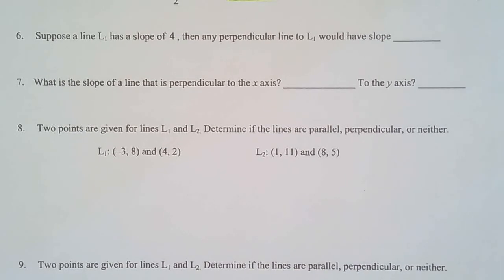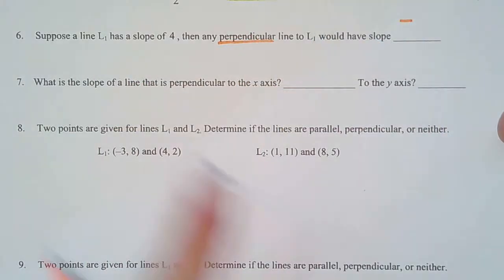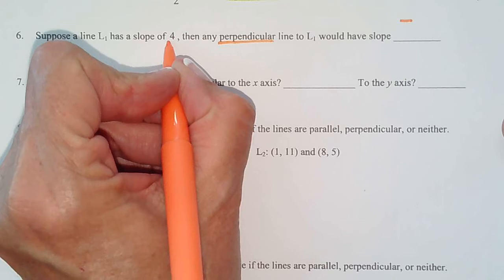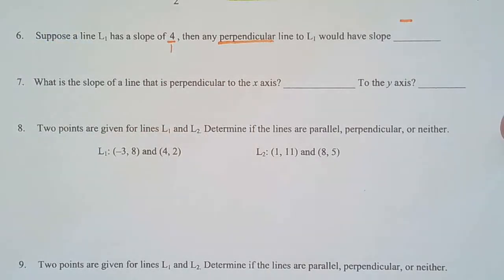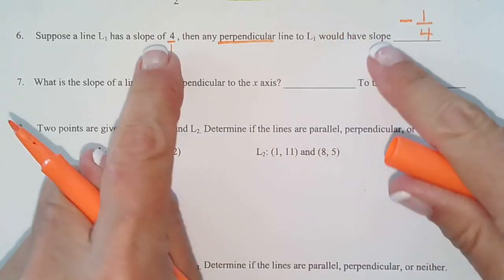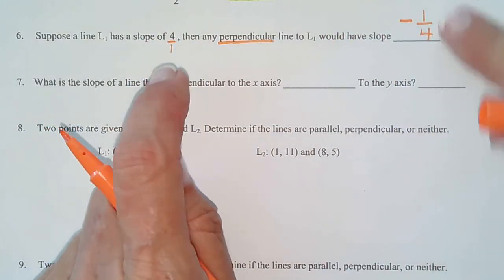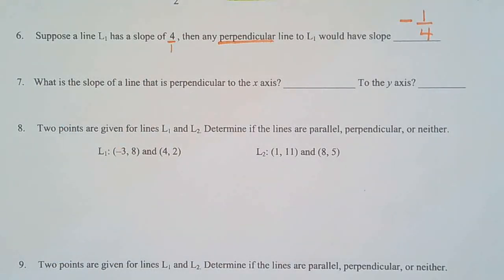Okay, so L1 has a slope of 4. This one is perpendicular, so I have to change the sign. If this one's positive, this one has to be negative. And I have to remember that every whole number is really over 1. So when I go to reciprocate it, 1/4. So opposite, one positive, one negative, and reciprocal, 4/1, 1/4. So perpendicular to L1 would have a slope of -1/4.